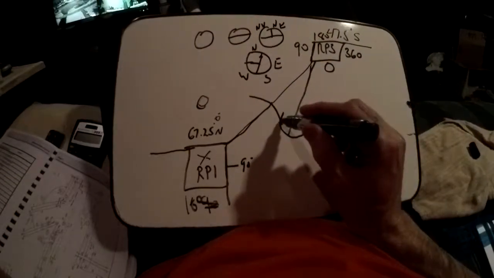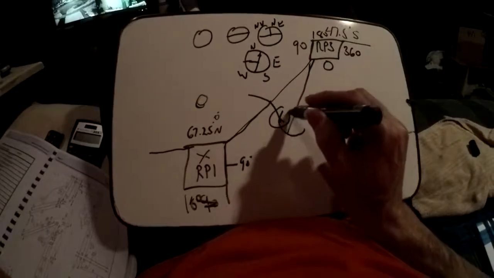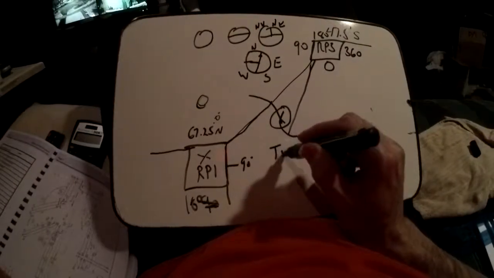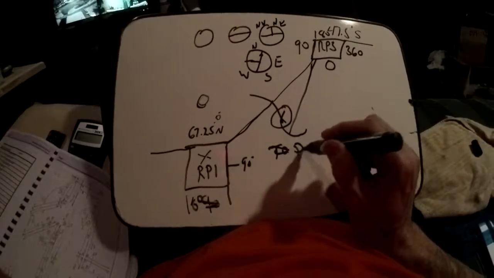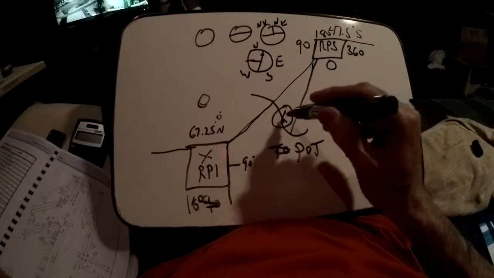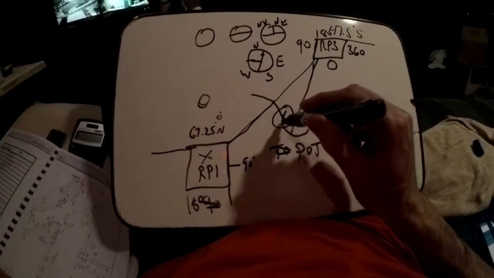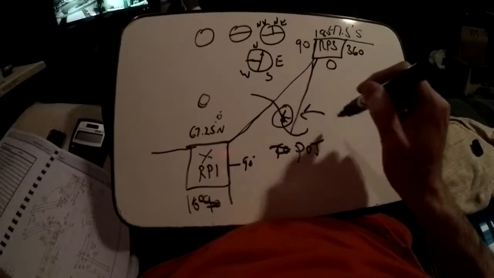At some point your arcs are going to connect, and that is your point of triangulation. It's where your two arcs come together. That is the spot it's looking for.